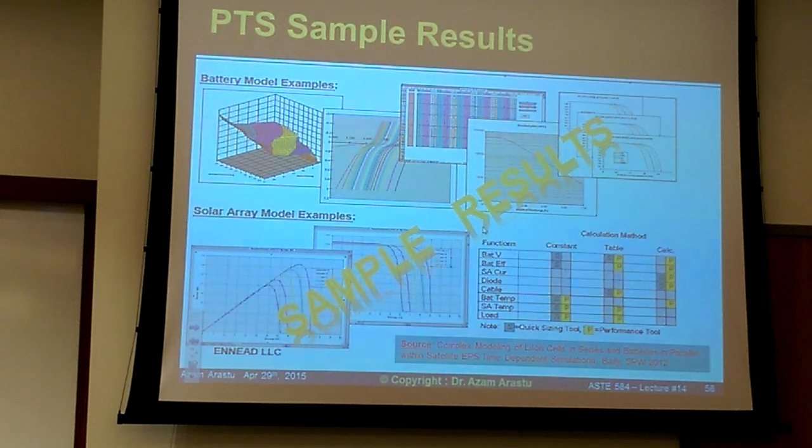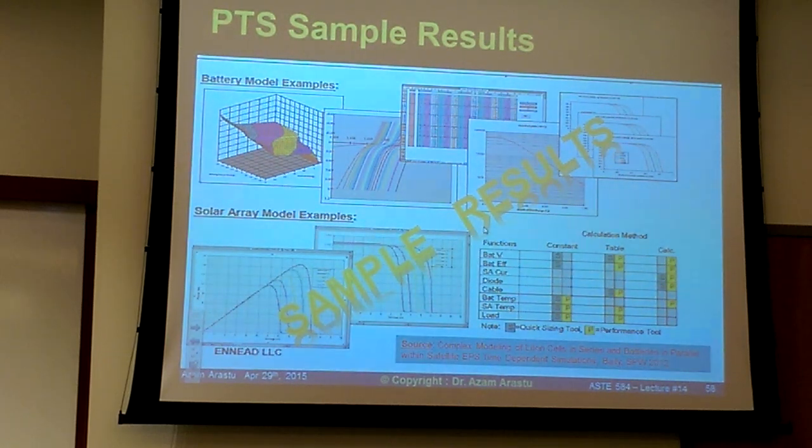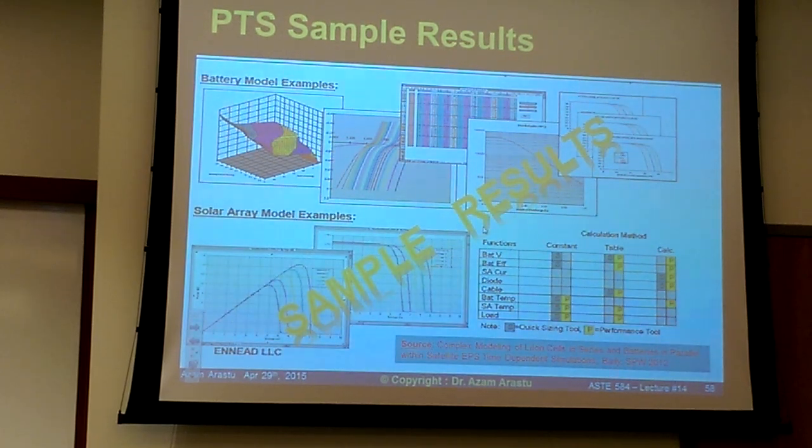Here is a power curve, a solar array curve. Of course, the IV curve is the power curve. And then you look at all the different ways you can show the battery function. There are a variety of ways the outputs can come up, and again, everybody does it differently.